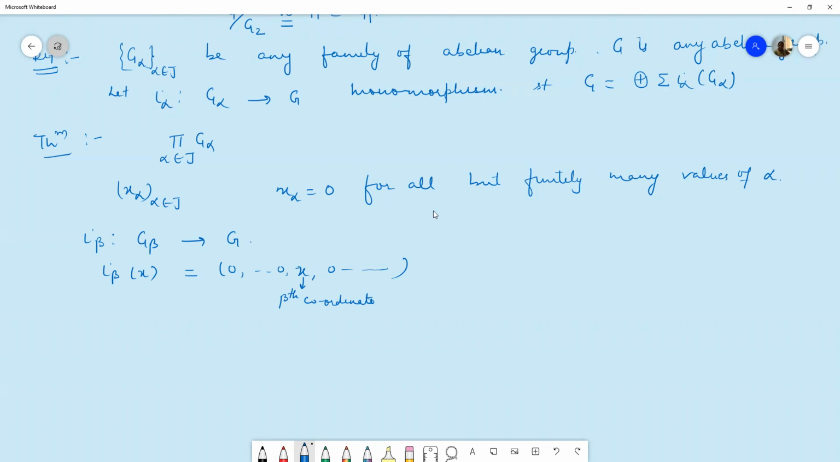So from this definition of I beta, we can immediately prove that I beta is a monomorphism. And every element x of G has only finitely many non-zero coordinates. So x can be written uniquely as a finite sum of elements of the groups I beta, G beta, which means this G is a direct sum. This completes the proof of the theorem.